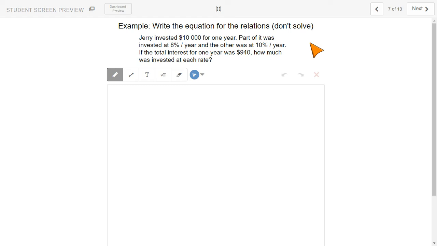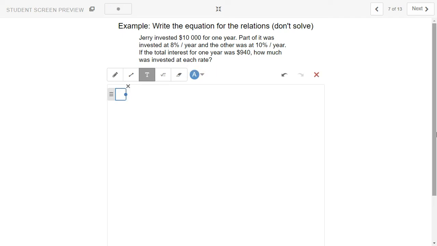Jerry invested $10,000 for 1 year. Part of it was invested at 8% per year, and the other part was invested at 10% per year. The total interest for 1 year was $940. How much was invested at each rate?